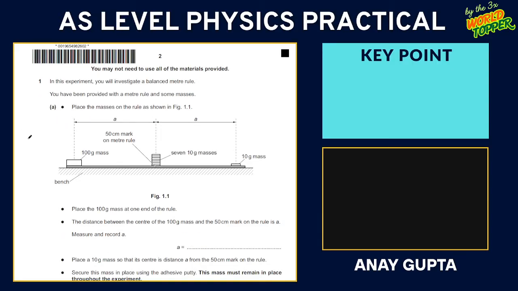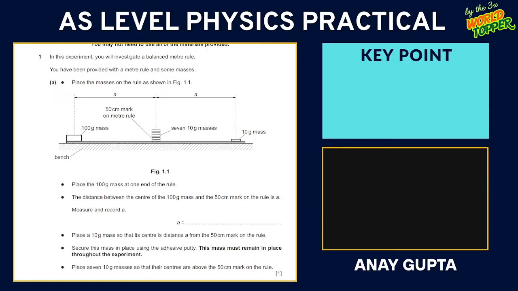You have been provided with a meter rule and some masses. Place the masses on the rule as shown in figure 1.1. Place the 100 gram mass at one end of the rule and the distance between the center of the 100 gram mass and the 50 centimeter mark on the rule is A. Measure and record A. Now, the first instinct might be to record A as 50 centimeters, but if you look closely on the diagram figure 1.1, we notice that the value A doesn't really start from the left hand side of the rule. However, it starts from the center of the 100 gram mass.